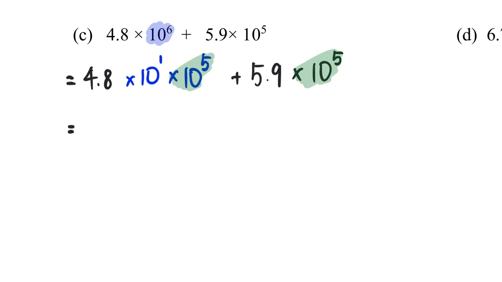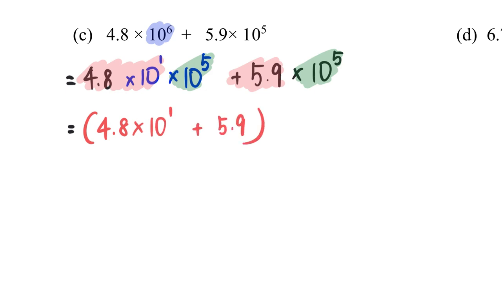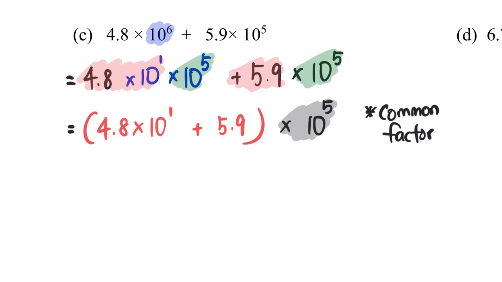Okay? And then we could simply add this up. So this will give me a value of 4.8 times 10 power 1, I need to plus 5.9. The common factor is 10 power 5. I repeat, this is the common factor which I've taken out.